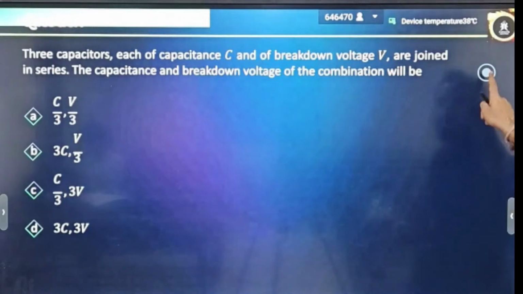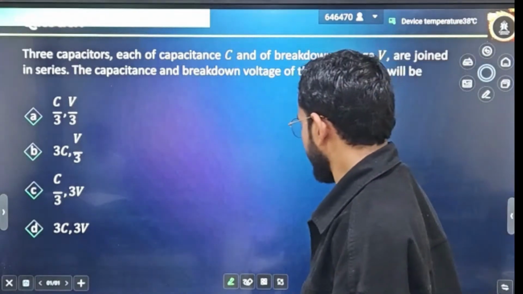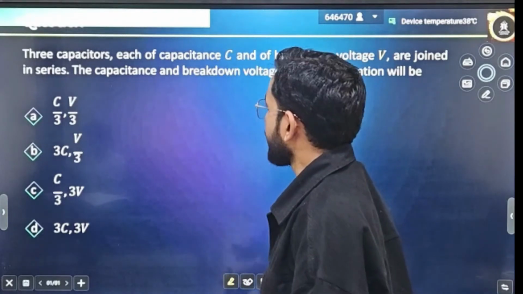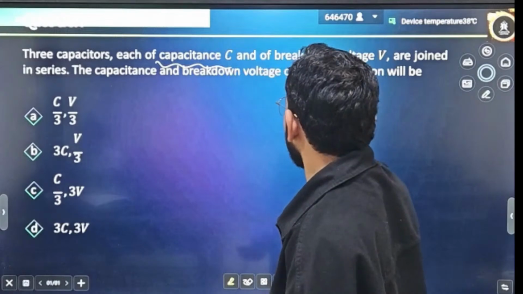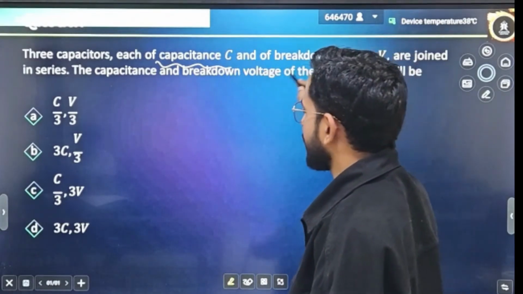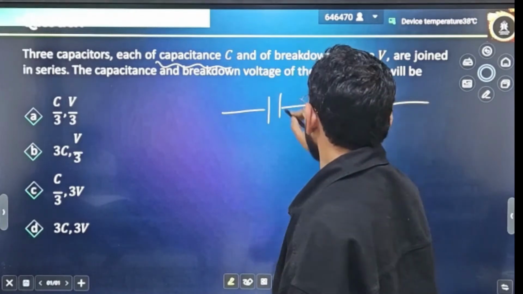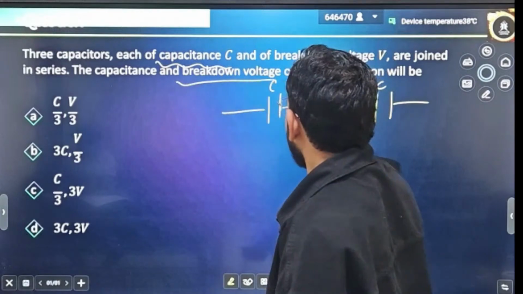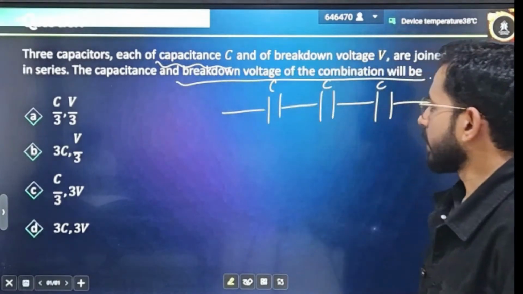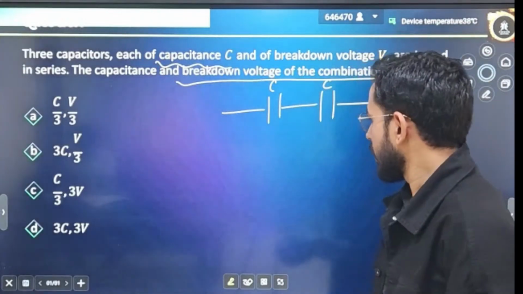Now let's have a basic question. Try to solve it. Three capacitors. What is the question? Three capacitors, each of capacitance C and breakdown voltage V, are joined in series. This kind of three capacitor combination is given to you, connected in series. The capacitance and breakdown voltage of the combination will be what? The question is asking you the capacitance and the breakdown voltage of the combination.